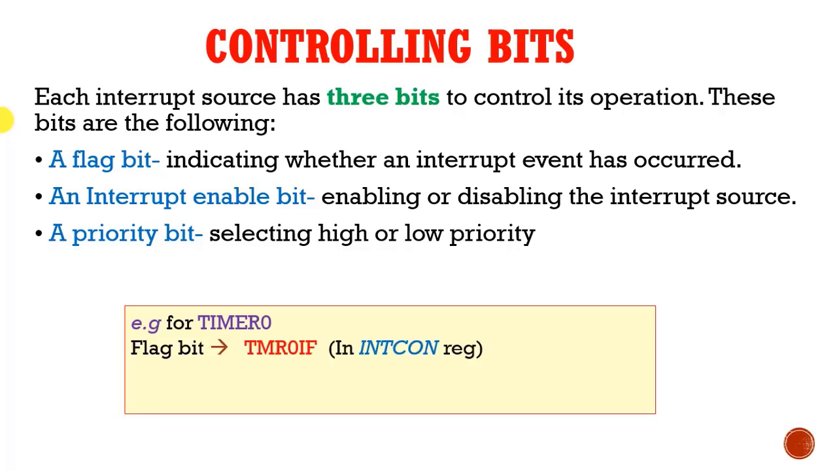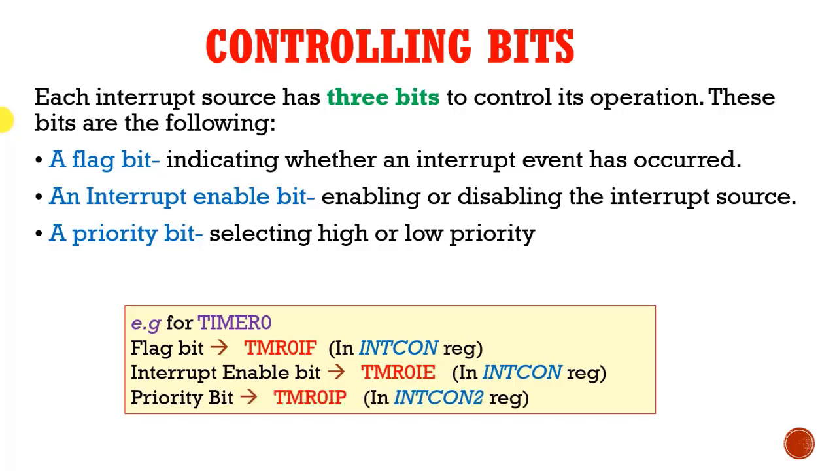For example, we have Timer 0, and the flag bit for Timer 0 is TMR0IF. The interrupt enable bit is TMR0IE in the INTCON register, and the priority bit is TMR0IP, which is present in the INTCON2 register. These two registers in front of you, INTCON and INTCON2, were listed in the last slide where we discussed some 10 registers. All of them were 8-bit. All of these registers contain interrupt flag, interrupt enable, and priority bits.